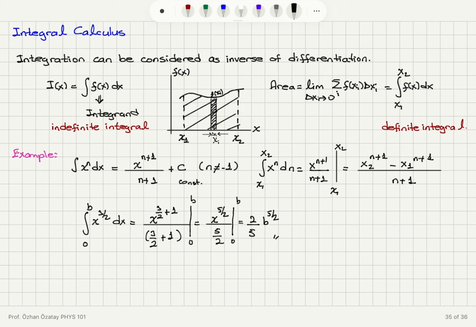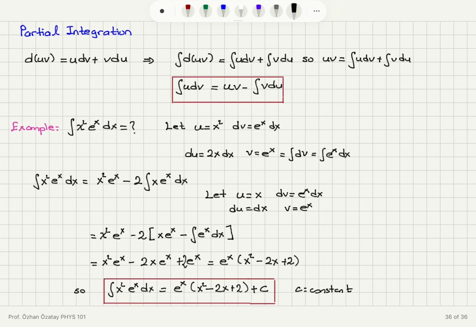The integral can be considered as antiderivative, so anti-differentiation is integration. And when we take an indefinite integral, we have to be careful about adding an arbitrary constant because the derivative of a constant is 0. And then we talked about an important technique of integration that's called integration by parts or partial integration, which is based on the derivative of the product of two functions. d(uv) is u dv plus v du.